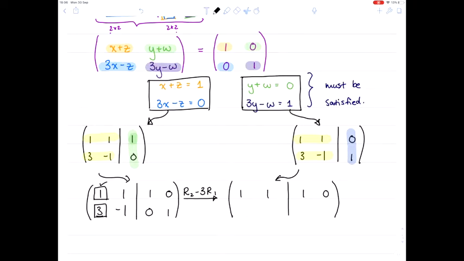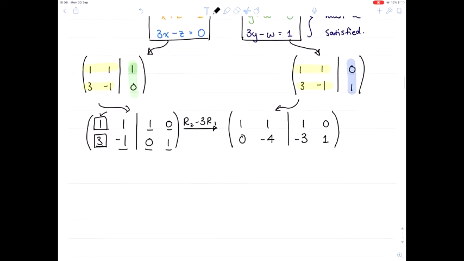Now I've got 3 minus 3, so that's 0. I've got minus 1 minus 3, so that's going to be a minus 4. I've got a 0 minus 3, so that's going to be minus 3. And then I've got another column, which I'm not used to, but that's okay, which is a 1 minus 0, so that's just 1. Okay. So next up, we want this minus 4 to really be a 1. So the quickest way is just going to be to divide through by minus 4.